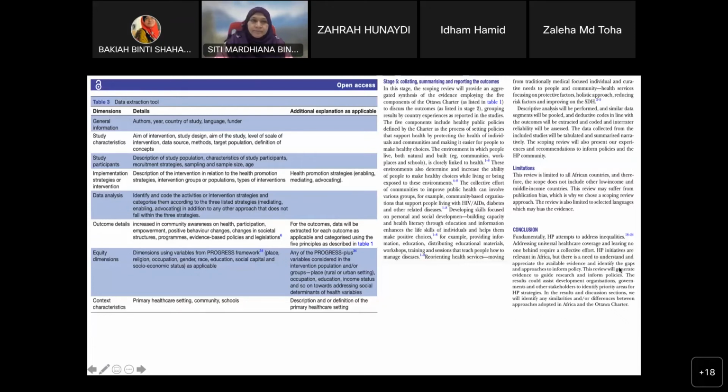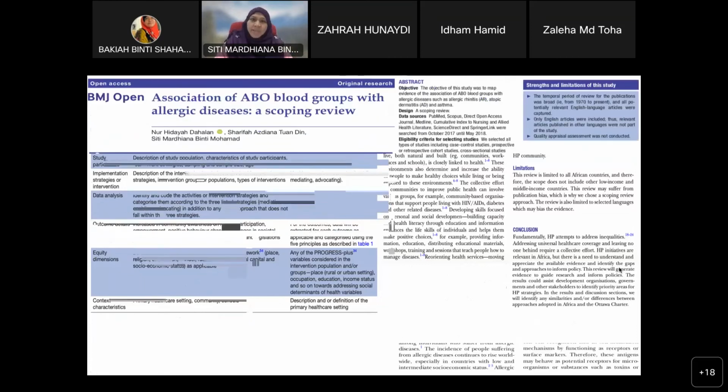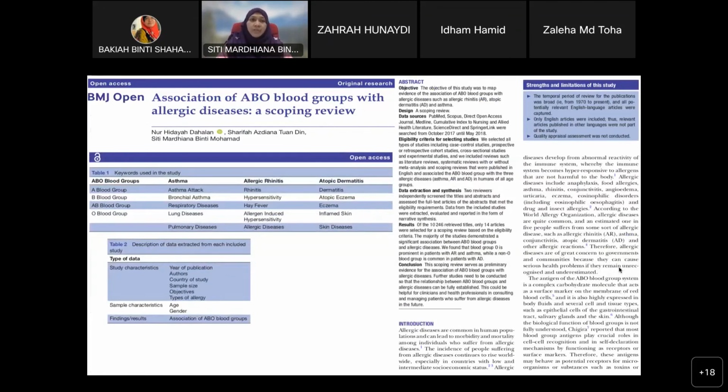Okay. And there's another paper that I would like to share with you, which is a full scoping review. So this is from my group, that we published. All right. So it's about the association of the ABO blood groups with allergic diseases, a scoping review. So here we mention the objective and the design, and then the data source and the eligibility criteria. So for this study, we include all those studies that are case control, prospective or retrospective, cross-sectional, experimental, literature reviews, systematic reviews, meta-analysis, scoping reviews.